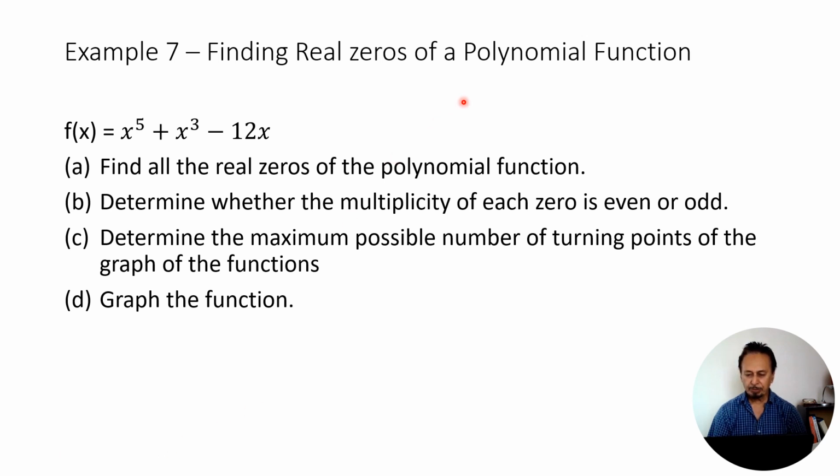Finding the zeros. We have a polynomial f of x equals x to the 5 plus x cubed minus 12x. First we're going to find all the real zeros, and then we're going to determine whether the multiplicity of each zero is even or odd. Then determine the maximum possible number of turning points of the graph, and then graph the function.